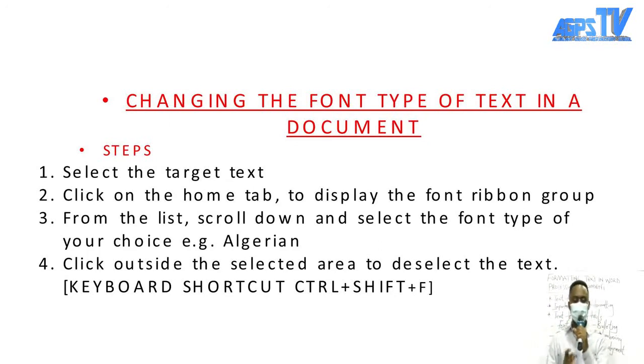Now, as you can see, because these are steps, I didn't use bullets, but I used numbering. So students should take note of this. In an exam, in case you are asked to write the steps in changing the font type, if you use bullets, you'll be marked down because bullets don't emphasize steps or sequential order. Rather, use numbering. That is why I use numbering here, because I'm emphasizing a sequential order.